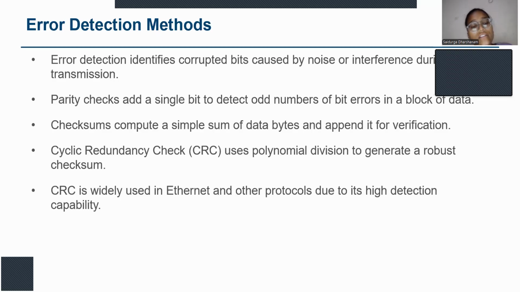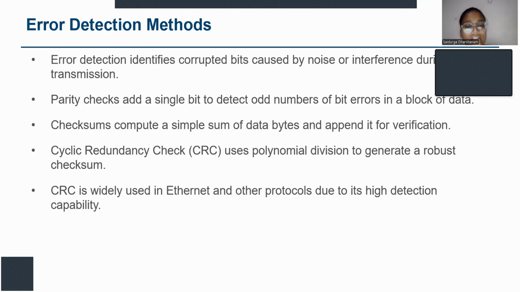Error detection methods of the link layer. Error detection identifies corrupted bits caused by noise or interference during the transmission. Parity checks add a single bit to detect odd numbers of bit errors in a block of data. Checksums compute a simple sum of data bytes and append it for verification. Cyclic redundancy check, CRC, uses polynomial division to generate a robust checksum. CRC is widely used in Ethernet and other protocols due to its high detection capability.